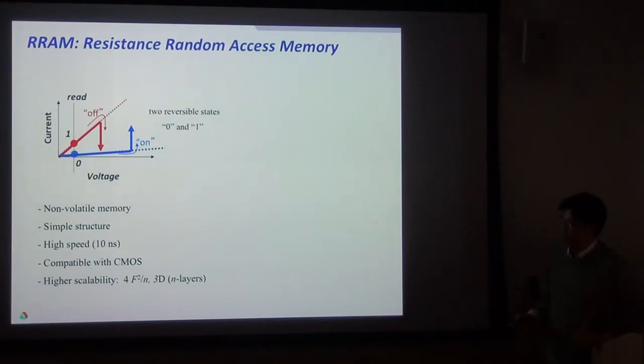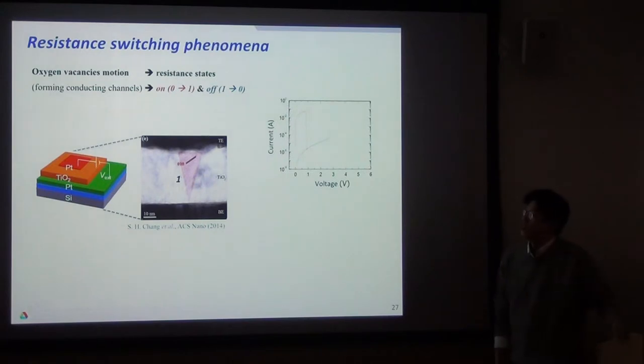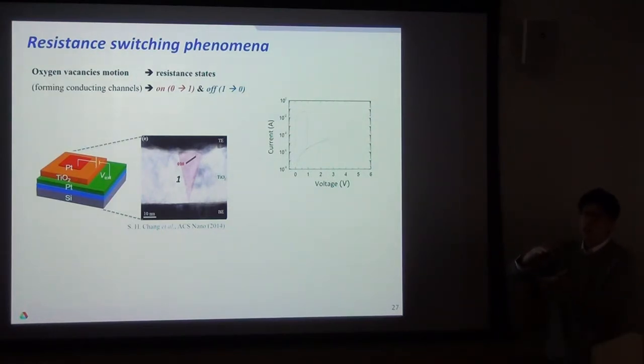What is the benefit? It is a non-volatile memory. It is a very simple structure. And it is a high speed writing and reading sequence like this. So you can just apply the voltage. Then you can change your resistance state and you can write the information. This device consists of platinum metal, an insulating complex oxide, and platinum, a metal-insulator-metal structure. It's like the normal capacitor geometry.